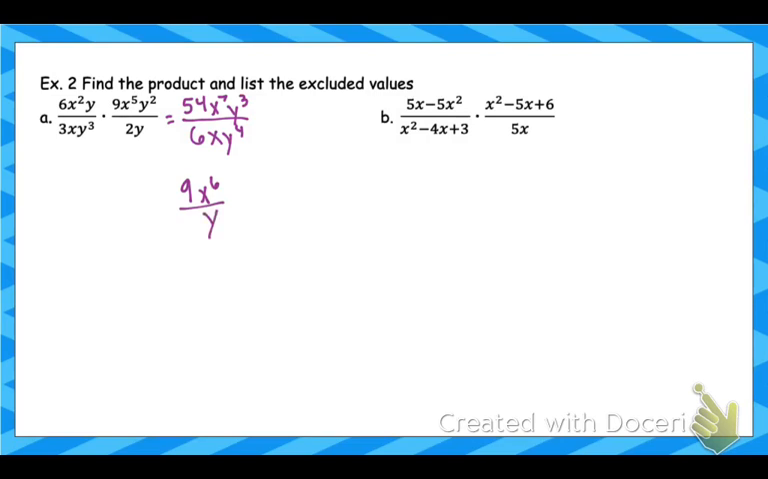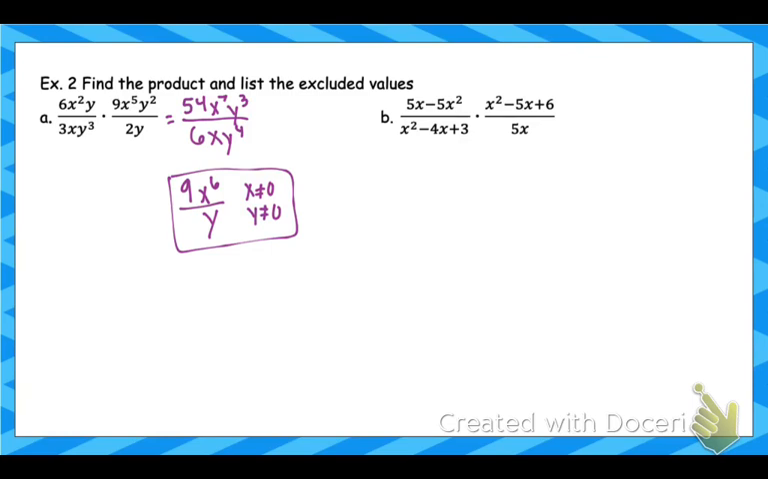Again, at any point, the denominator cannot be 0, which means that x cannot equal 0 and y cannot equal 0. Because again, at this point or at this point, x was in the denominator. And you cannot have a 0 in the denominator.